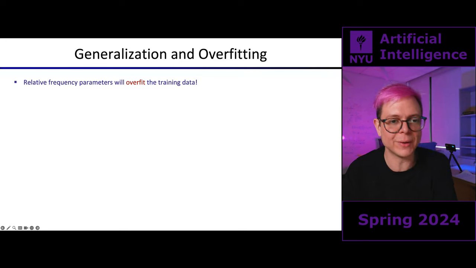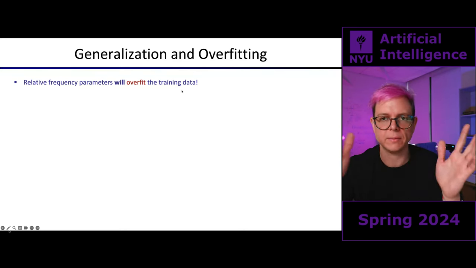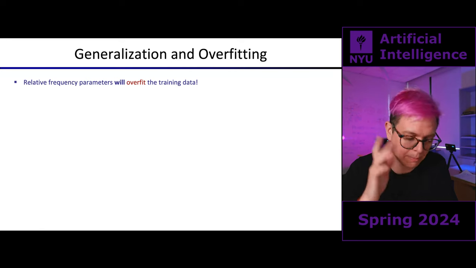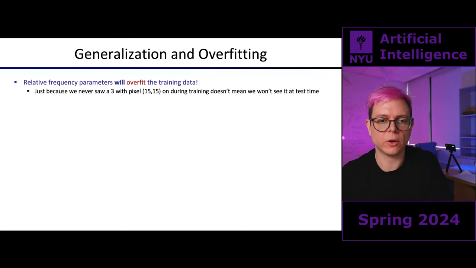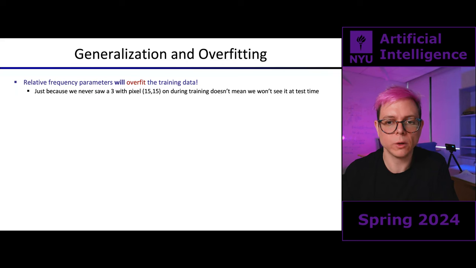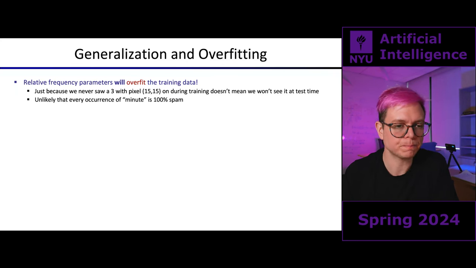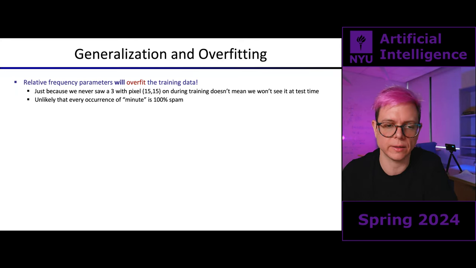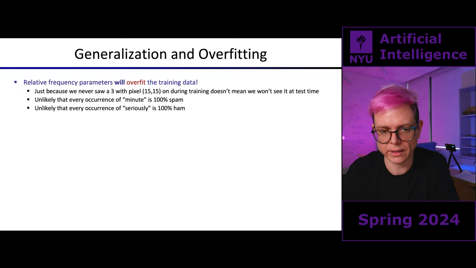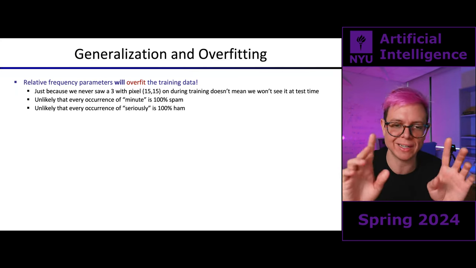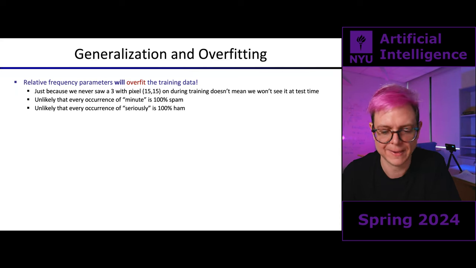So relative frequency parameters will overfit the training data. That's an important statement, because they are the argmax of the probability of observing the training data. Just because we never saw the 3 pixel with the pixel on the corner during the training set doesn't mean we won't see it at testing time. It is unlikely that every occurrence of the word "minute" is 100% spam. Before, we saw one case giving you an infinite value. The other one, remember, if you write "seriously", you get automatically classified on the other side.